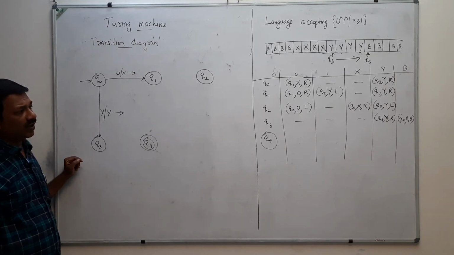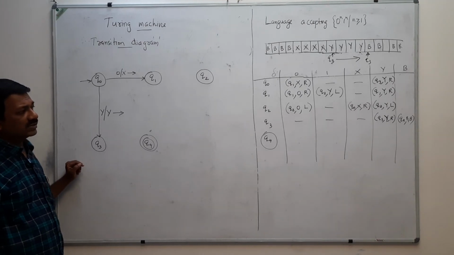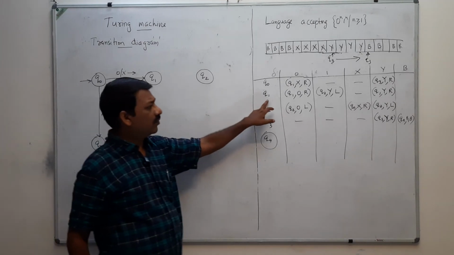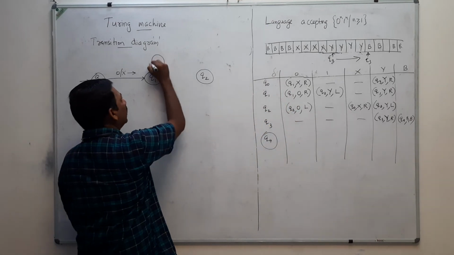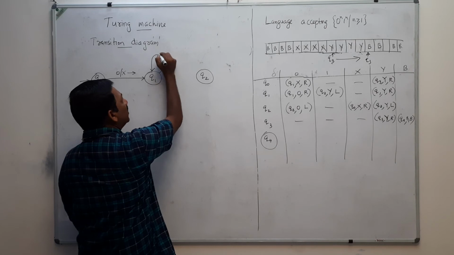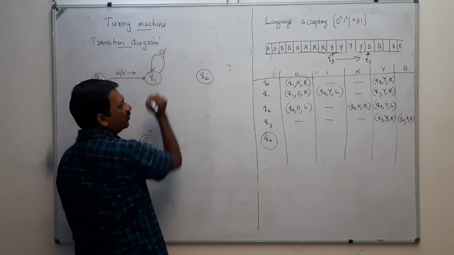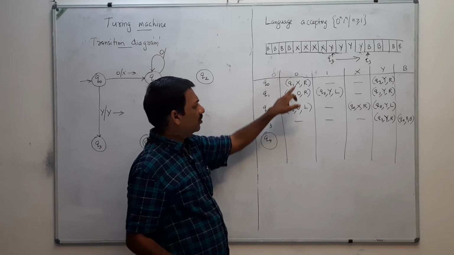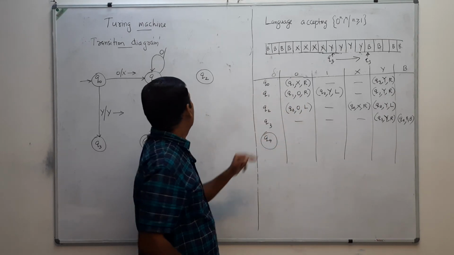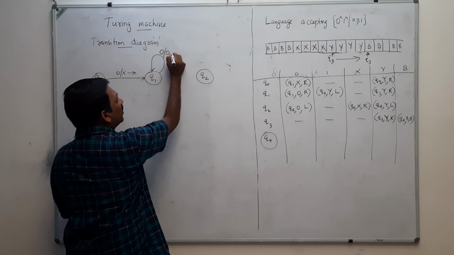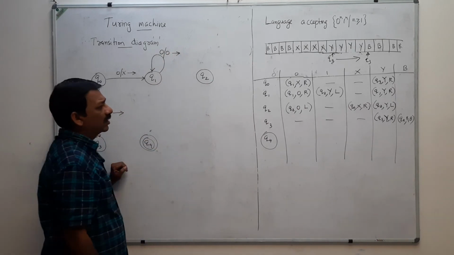And what about Q1? Q1 has three transitions. Q1 upon reading 0, what will happen? It will switch to Q1. That means upon 0 it is staying in the same state Q1, after replacing 0 by 0, and it is moving right. It is again moving right.